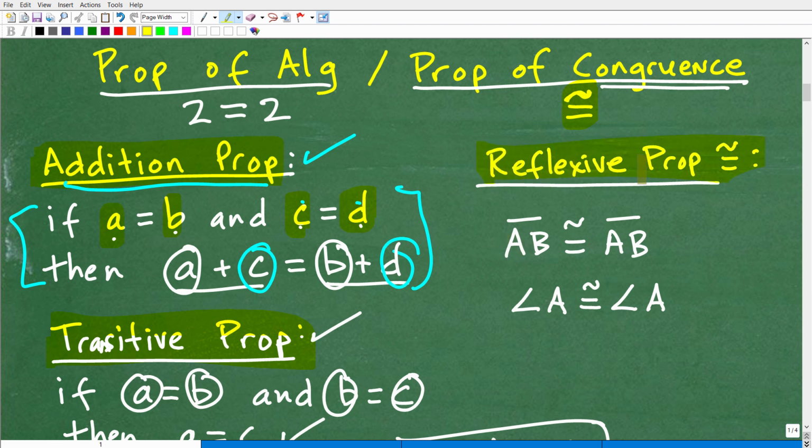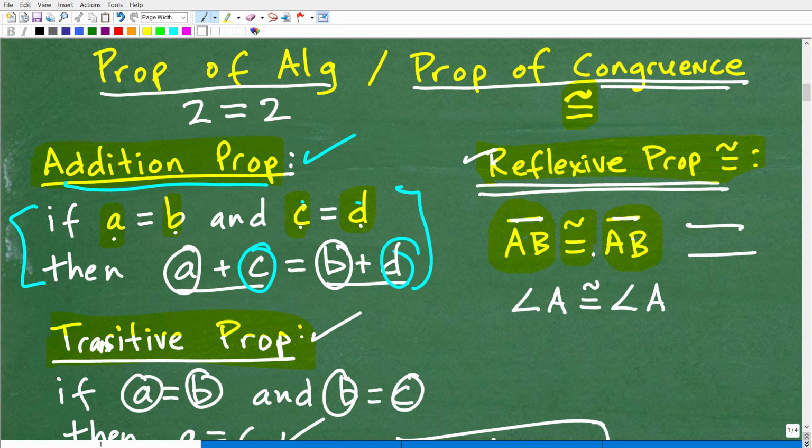So let's look at the reflexive property of congruence. Line segment AB is congruent to line segment AB. In other words, here's AB, and it's basically the same measure as itself. Well, we can state that because of the reflexive property of congruence, because we're dealing with line segments. We're actually measuring something.